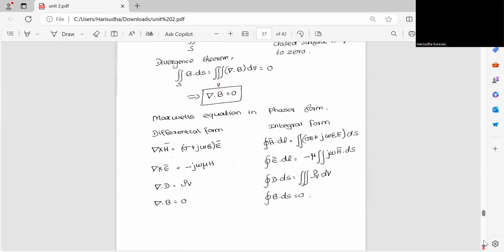Now we can write the Maxwell's equations in the phasor form. So the phasor form is nothing but you're going to replace d by dt with j omega. So in the differential form, we can write it as del cross H is equal to sigma plus j omega epsilon into E, and del cross E is equal to minus j omega mu into H. And similarly, del dot D is equal to rho v and del dot B is equal to 0. Under the integral form, the Maxwell's four equations can be represented in the following way.